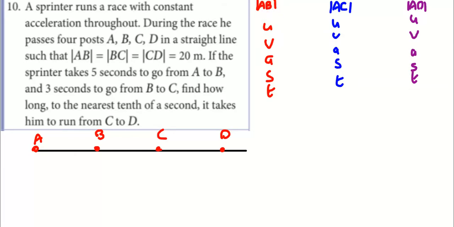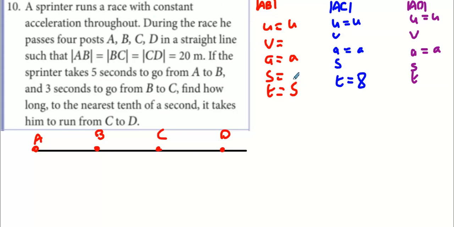Now, what do we throw in here, guys? So, 5 seconds from A to B. How many seconds from A to C? 8, good man. U, we don't go near. Common acceleration, does it give us the acceleration? No. So that's A, that's A, that's also A. Now the S's. We got all the S's ready to go.